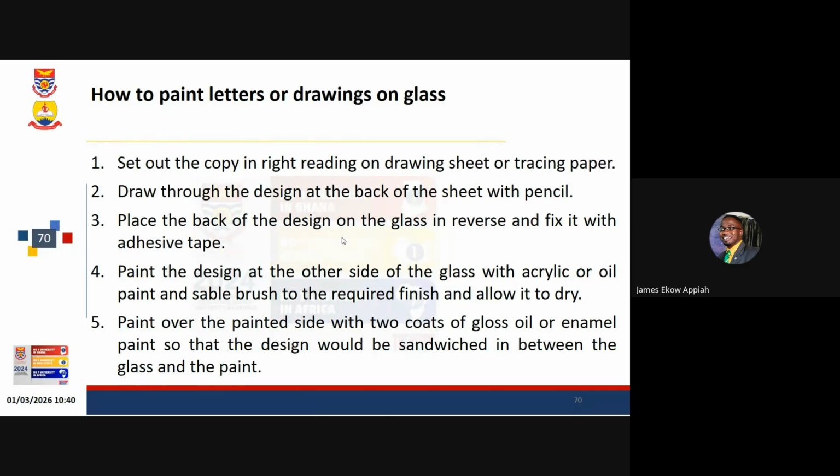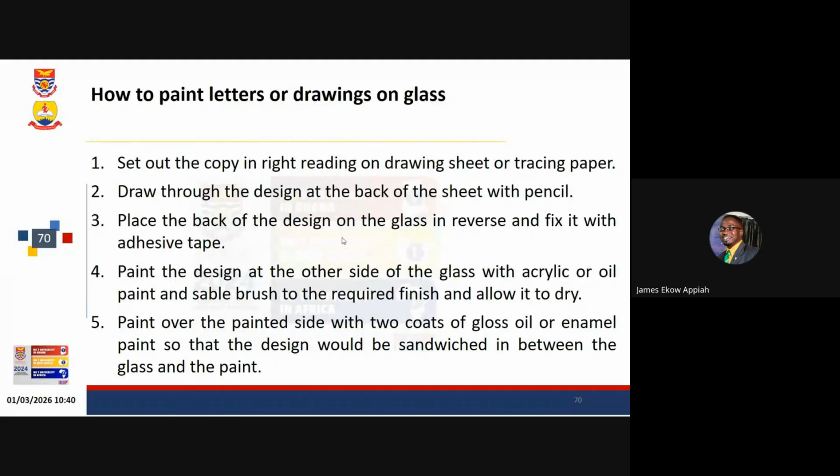So what you do is place the drawing sheet that contains the letters right side facing up. There are two things you can do: either soak the drawing sheet in oil, or apply oil onto the drawing sheet that contains the letters, or the letters themselves are done on normal tracing paper, which is transparent.